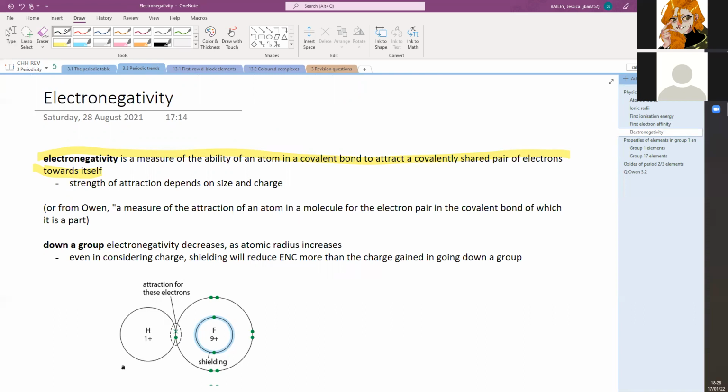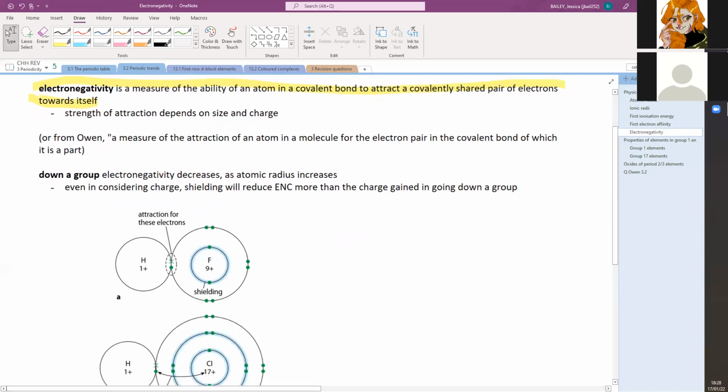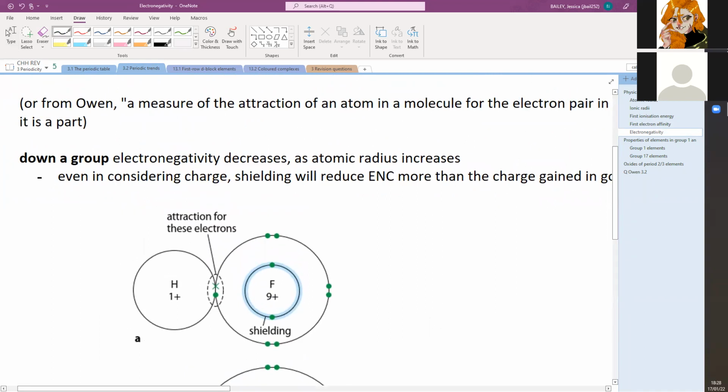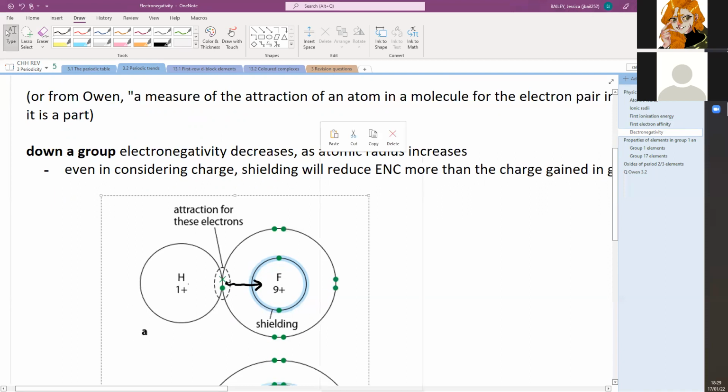It's the measure of the ability of an atom in a covalent bond to attract a covalently shared pair of electrons towards itself. So it's basically talking about, if I look at this scenario here, it's measuring the ability for this fluorine atom, since it's in a covalent bond with hydrogen, to attract these electrons to itself. If I was talking about the electronegativity of fluorine, or of hydrogen, that's its ability as an atom to attract a covalently shared pair of electrons, which is these two electrons here, towards itself. And so it would be that force there.